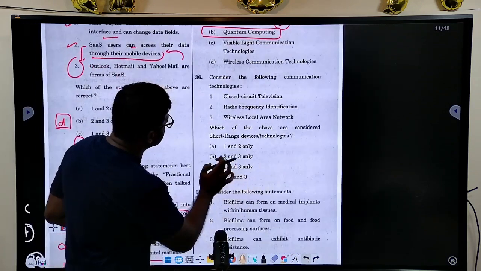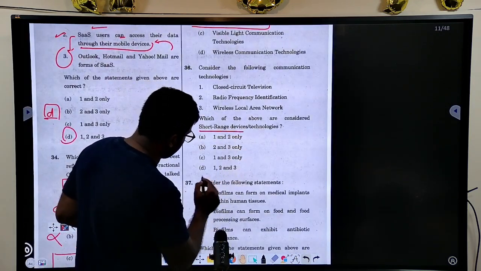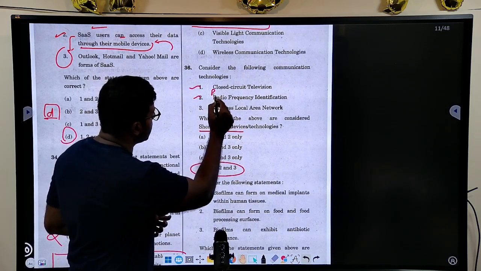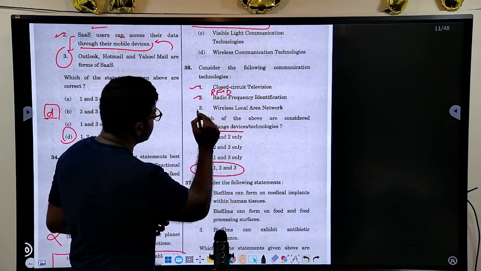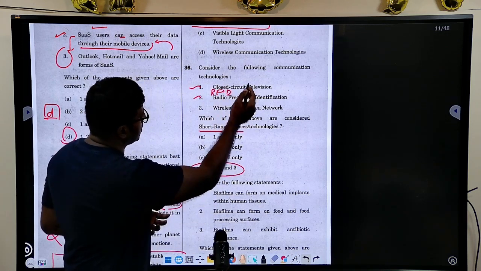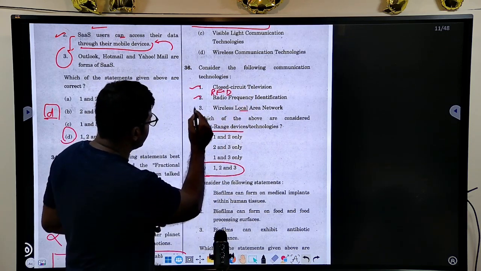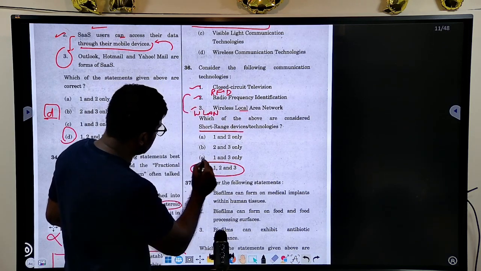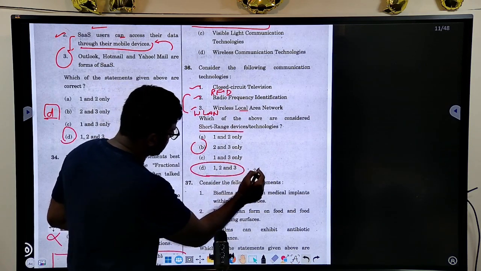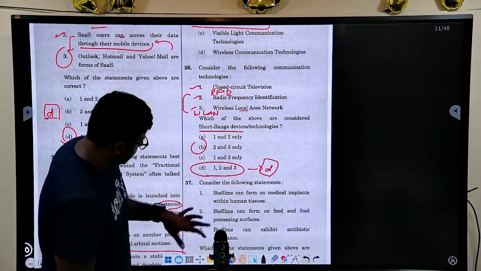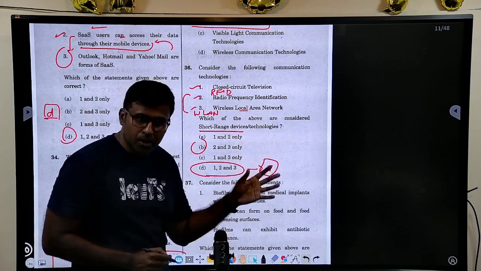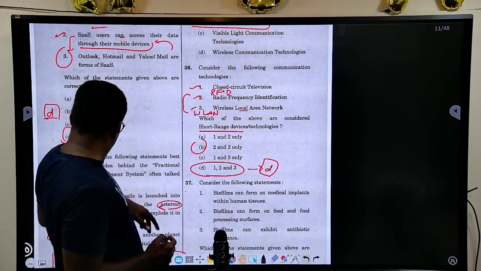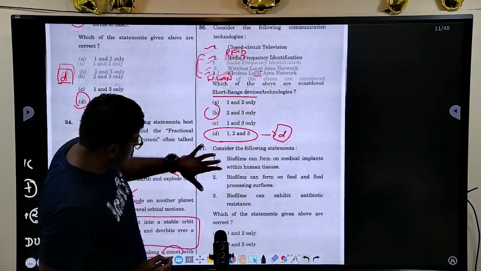So next question: consider the following short range devices, all three. Closed circuit television, radio frequency, RFID, wireless local area network. See, following communication, short range, wireless, WLAN. 2 and 3, you check 2 and 3, is it? Okay, closed circuit television, 1, 2, 3, D. See, if you make a mistake here, it's okay also. But on the qubit and the asteroid question and all, you should not make a mistake.